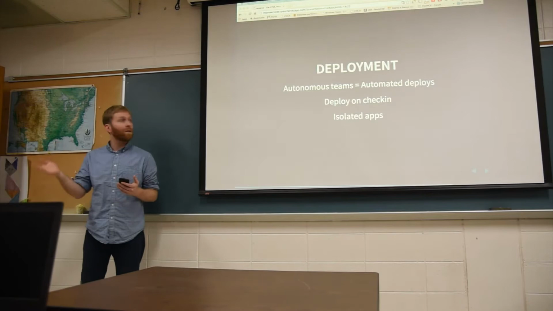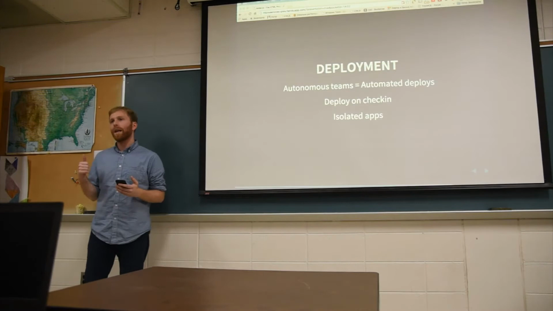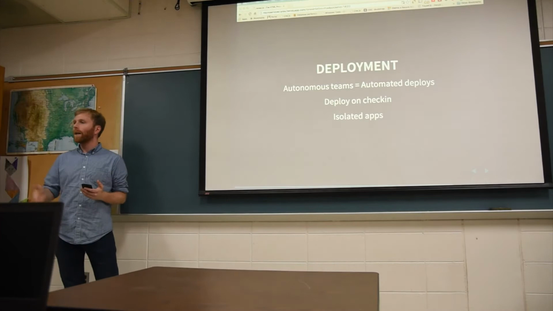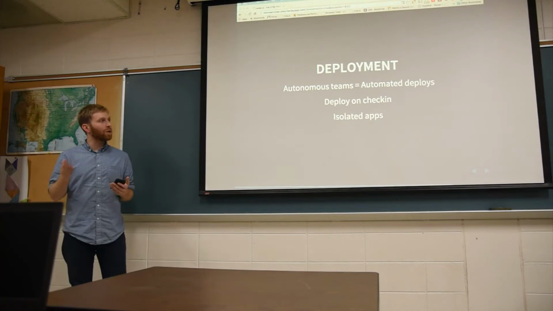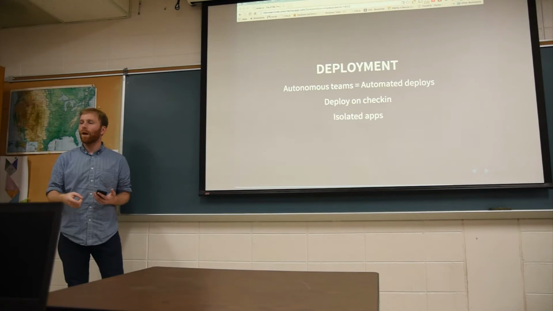This is actually something that's pretty similar between the easy way and the hard way. In general, they all have the same key things: if you want autonomous teams, you need automated deploys. You can't have people logging in and mucking around on a server. You need something that is scripted and automated as much as possible. And generally, the way you see that done is you deploy on check-in. You have your source control system, and you wire it up so that when you check into a specific branch, it automatically builds the software and deploys it.